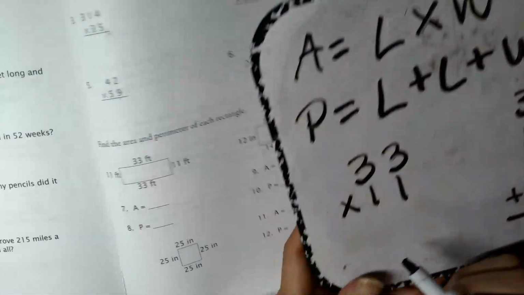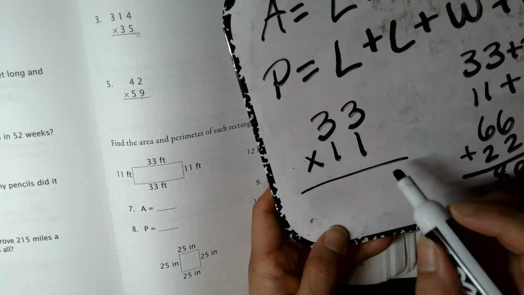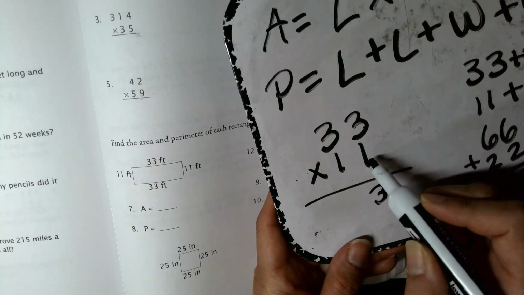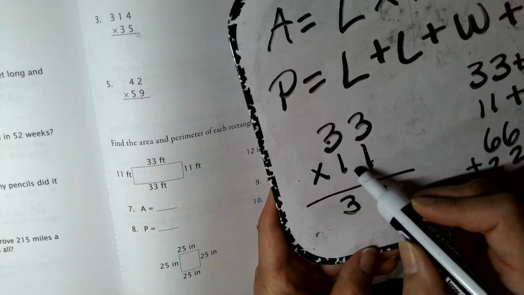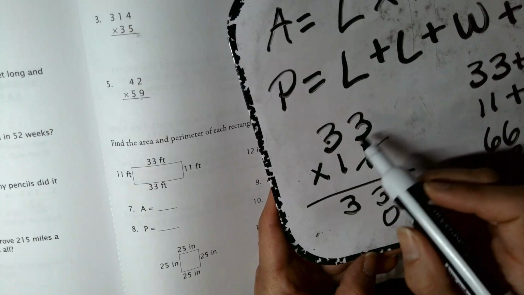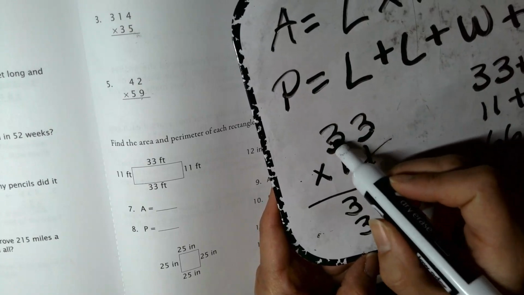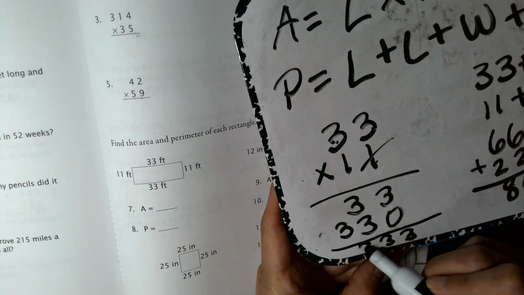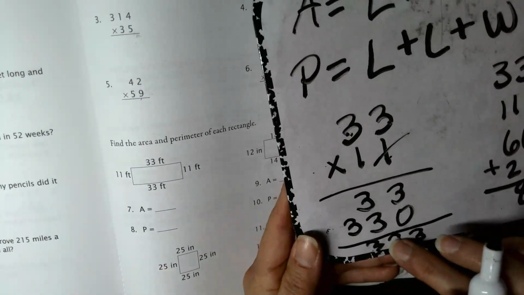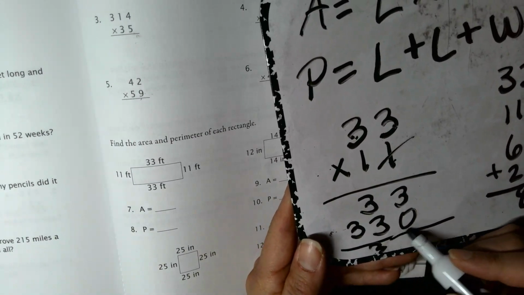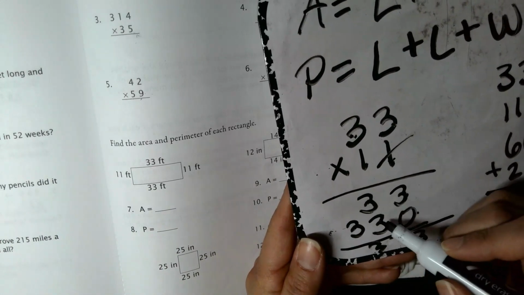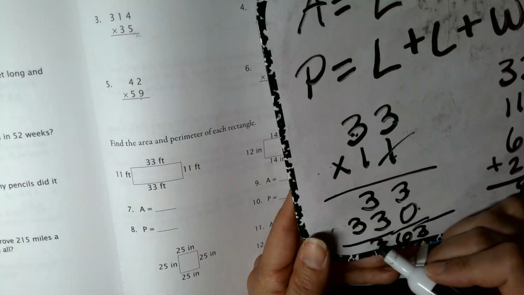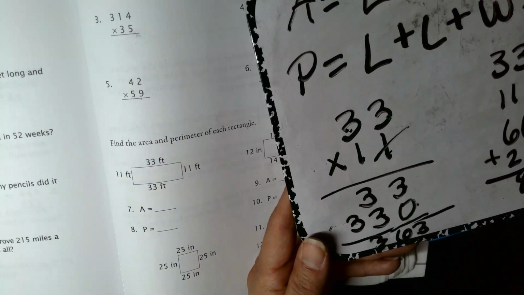Now for this one, the area, we would just do what we've been doing. We do 1 times 3 is 3. 1 times 3 is 3. Cross that one off, put our 0. 1 times 3 is 3. 1 times 3 is 3. Add it. 3, 3, 3. 300 and, oh, sorry, that's not right. 3 plus 0 is 3. 3 plus 3 is 6. And 3, we just bring it down, so it's 363.